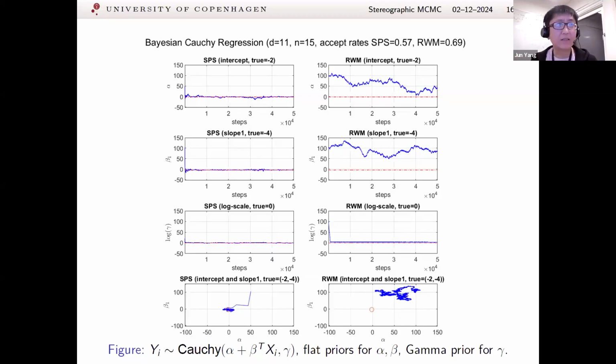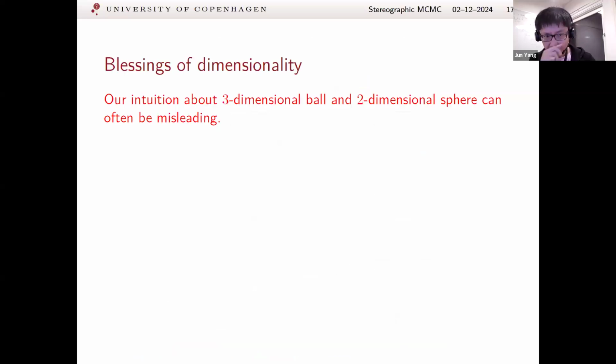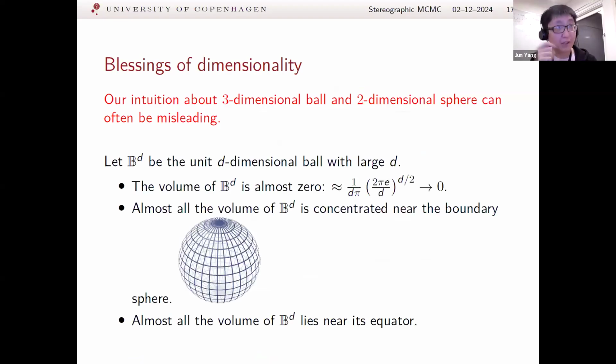Okay, so now let's go to the second issue in high dimensional settings. Before I show you the simulation for our algorithm in high dimension, let me emphasize: we always have some intuitions about a 3-dimensional ball or 2-dimensional sphere. However, those intuitions can be very misleading in high dimensions. In this slide, I will show you some facts about the properties of a high dimensional sphere or high dimensional ball.